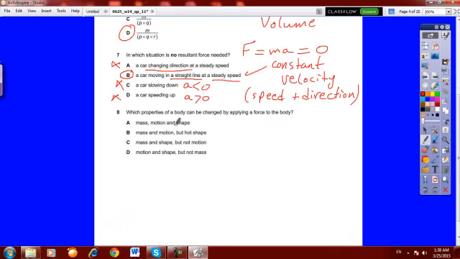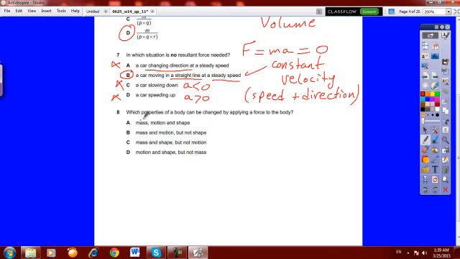Number 8. Which properties of a body can be changed by applying a force to the body? Mass, motion, shape. Mass, motion, but not shape. Mass, shape, but not motion. Motion, shape, but not mass.